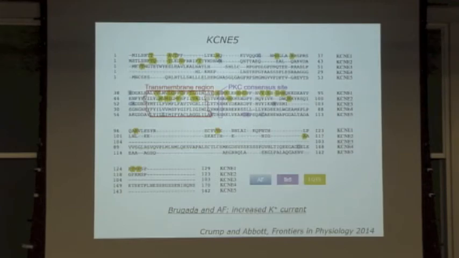So KCNE5 is one that's been studied less, because you kind of start with KCNE1 and you go through 2, 3 and 4. There are a few mutations associated with things like AF and Brugada syndrome, actually. It's known to regulate KCNQ1 from oocyte experiments in the past, and it's known to regulate Kv4 channels as well, possibly in the human heart.